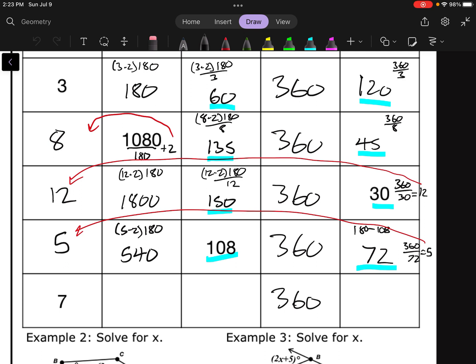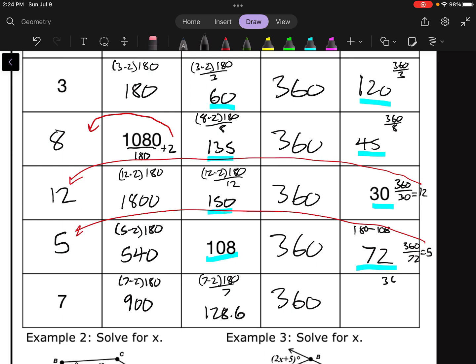This last one, though, this one's straightforward. They gave us n. So we just do 7 minus 2 times 180. This is a heptagon. Heptagons should always have 900 degrees inside of them. We do 7 minus 2 times 180 divided by 7. And we get 128.6.